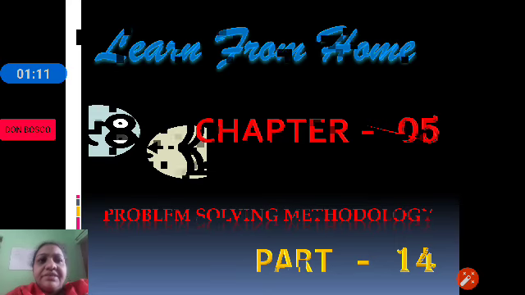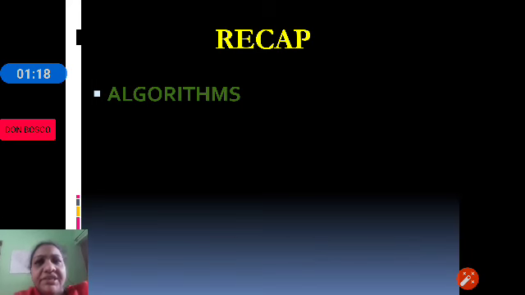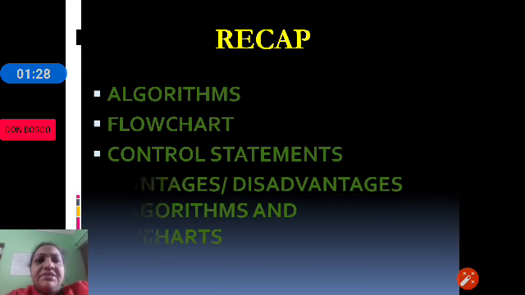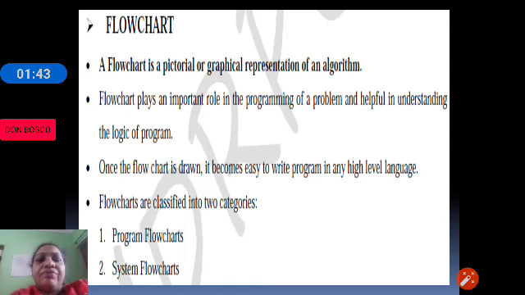So let's get started and check out the topics we have studied in our previous classes. We have been discussing flowcharts, algorithms, control statements, and last class we studied the advantages and disadvantages and a few of the flowcharts. Let's continue this and have a look at the advantages of a flowchart.